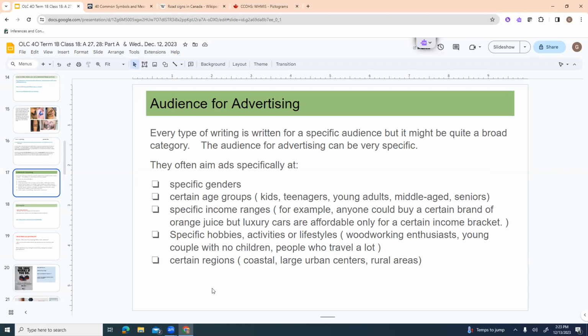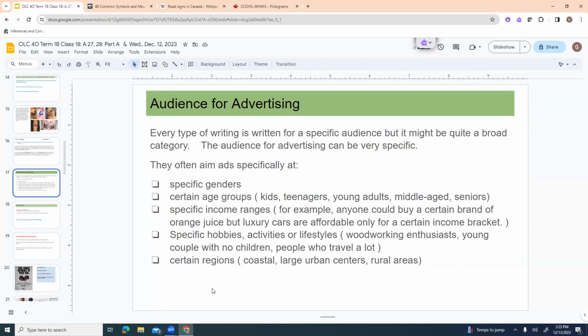They might aim ads specifically at specific genders, certain age groups, kids, teenagers, young adults, middle-aged, seniors, specific income ranges. For example, anybody could buy a certain brand of orange juice, but luxury cars may be affordable only to a certain income bracket or a certain age group. Specific hobbies, activities, or lifestyles: woodworking enthusiasts, young couples with no children, people who travel a lot. Or it may be aimed at certain regions: coastal regions, large urban centers, rural areas.